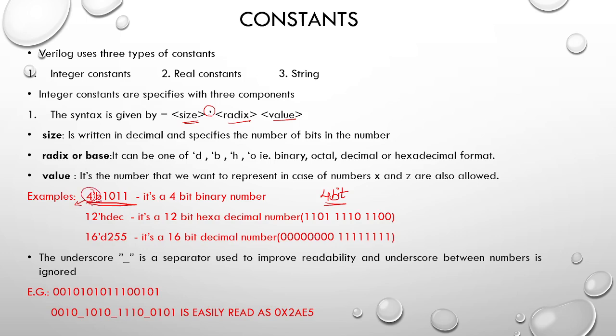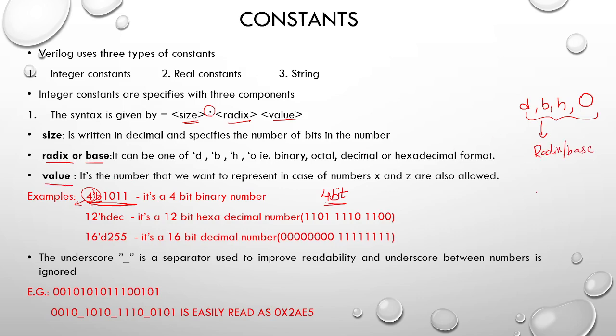And then b, what does this b mean? B is the radix or base. In digital electronics, you generally have four number systems: decimal, binary, hexadecimal and octal. In Verilog, when you want to represent a constant, you can represent it in any of these four ways. These four ways come under radix or base.